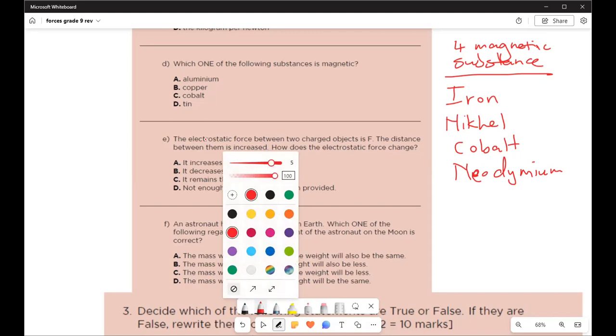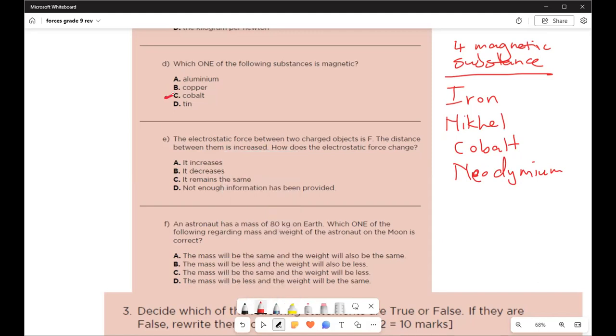Okay. So it's iron, nickel, cobalt, and neodymium. So by looking at these options here, we can see that cobalt will be our option in this case, right? Please learn this for magnetic substances.